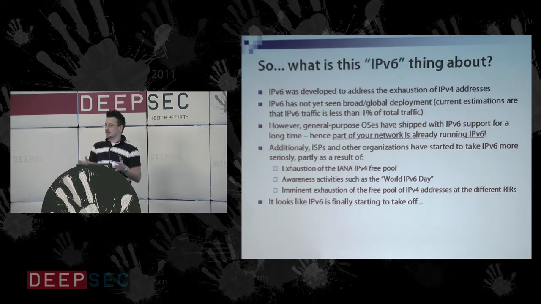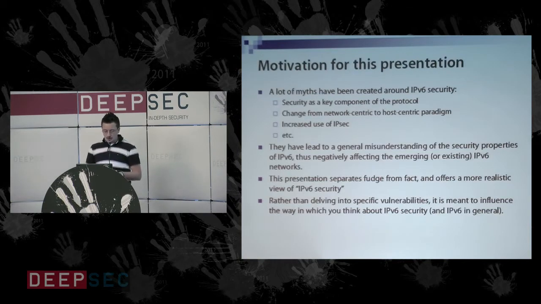So these organizations started now to consider the point in which they would actually not be able to get any more IPv4 addresses from the regional registries. So as a result of all of these events, it looks like IPv6 is finally taking off in the sense that most organizations are, at the very least, having some kind of plan about what to do with it. It doesn't mean that they are deploying it right now, but they have something in mind to do actually about it. So what's the motivation of this presentation?